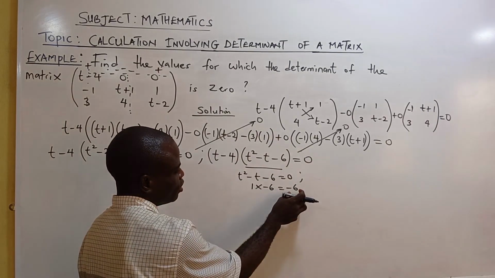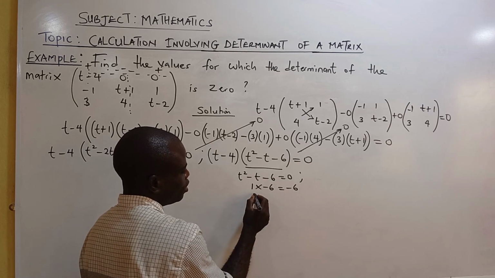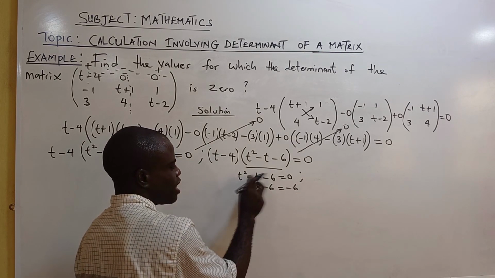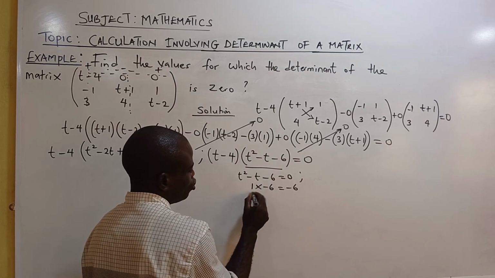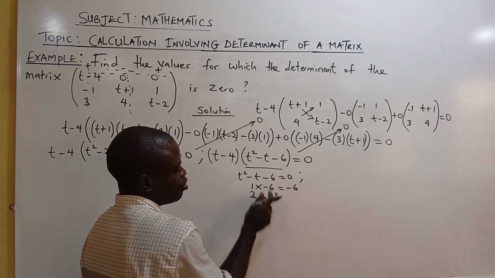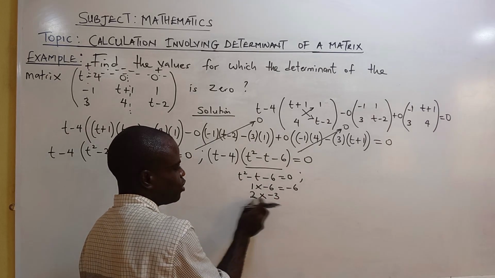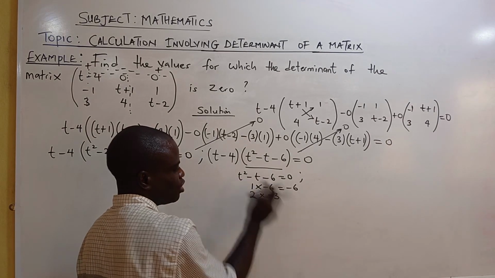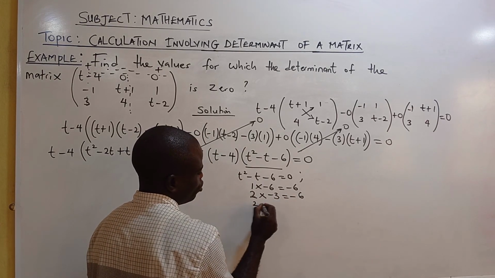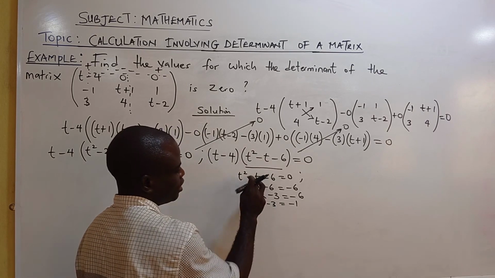In this case, you have minus 6. You now think of two values that when you multiply them give you minus 6, and when you add them together give you minus t. It is 2 multiplied by minus 3. Since you're having negative here, I make sure that the negative is on the higher value, so that when you add it together it gives you negative. 2 plus minus 3 gives you minus 1, which is minus 1t.